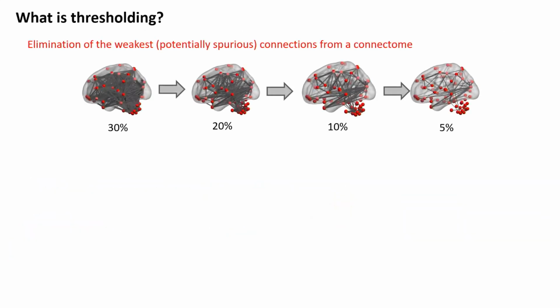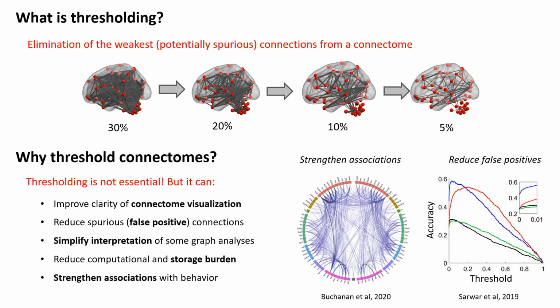So to begin with thresholding, what is thresholding? In a nutshell, thresholding is really about eliminating the weakest connections in a connectome, and these are the connections that are most likely to be false positives. There are various reasons to threshold, but I really want to emphasise that thresholding is not an essential step. We can proceed with analysing a weighted connectome without performing any thresholding. But some of the reasons to threshold are that thresholding can improve the clarity of connectome visualisation, it can reduce false positive connections, and it can also simplify the interpretation of some graph analyses.